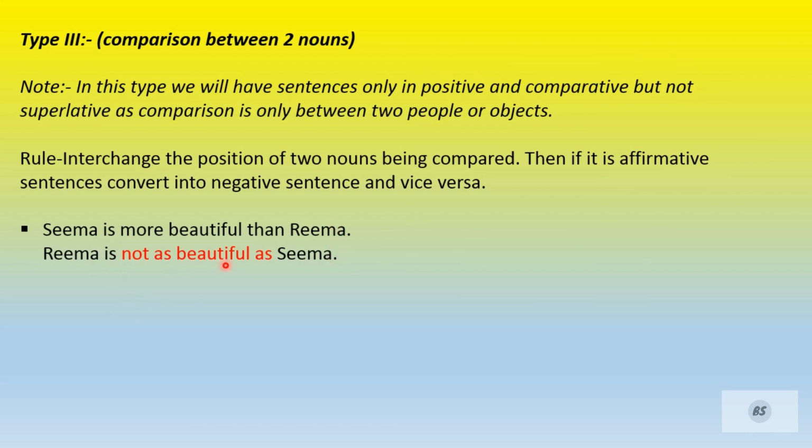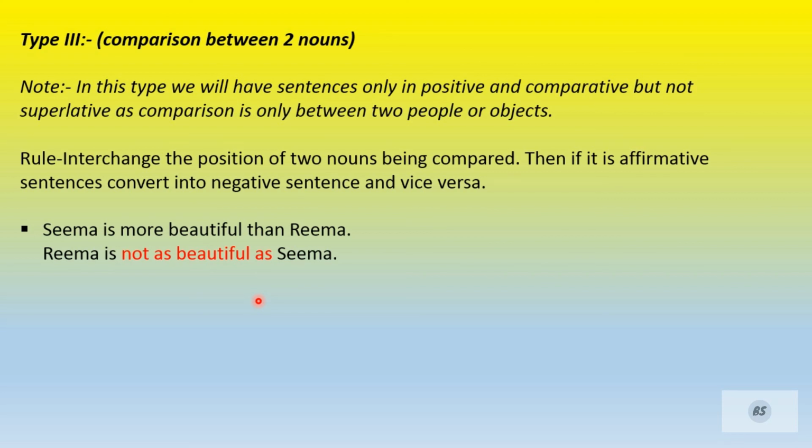If I only change the nouns, it will be: Rima is more beautiful than Seema, which is actually wrong. So if I interchange the nouns, I have to change from affirmative to negative so that meaning does not change. Now this sentence cannot be transformed into superlative.